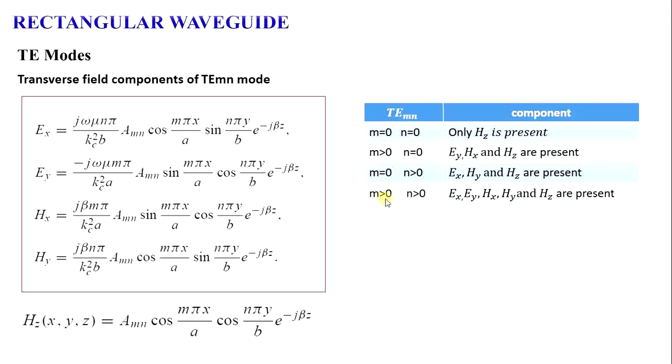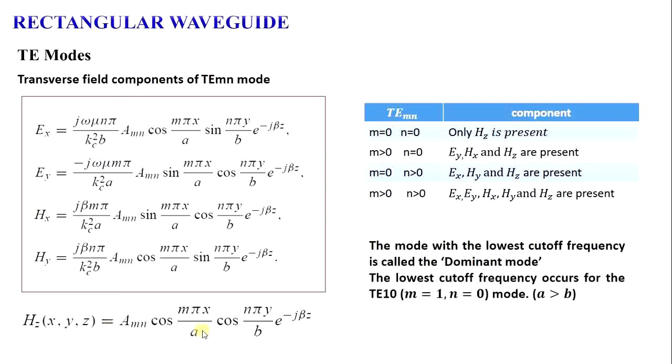For m greater than 0 and n greater than 0, that is from 1, 2, 3, 4 and so on, we get all these components, that is Ex, Ey, Hx, Hy and Hz. The mode with the lowest cutoff frequency in a waveguide is called the dominant mode, and the lowest cutoff frequency occurs for TE10, that is when m is equal to 1 and n equal to 0.